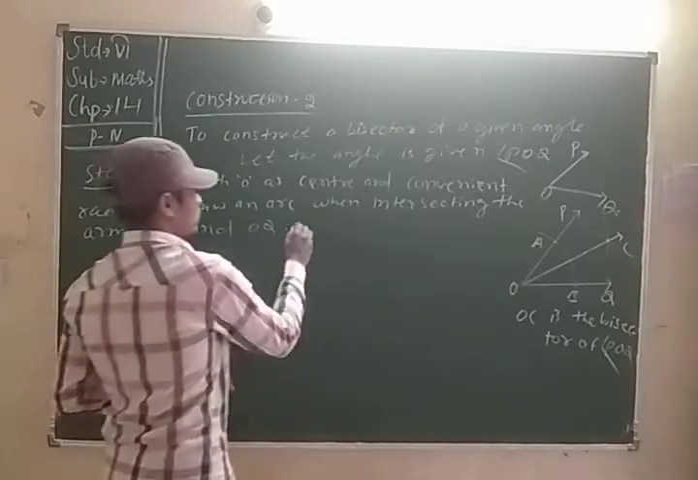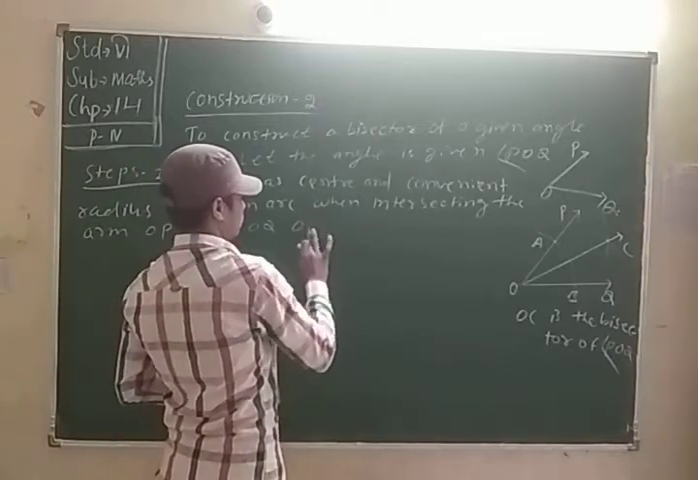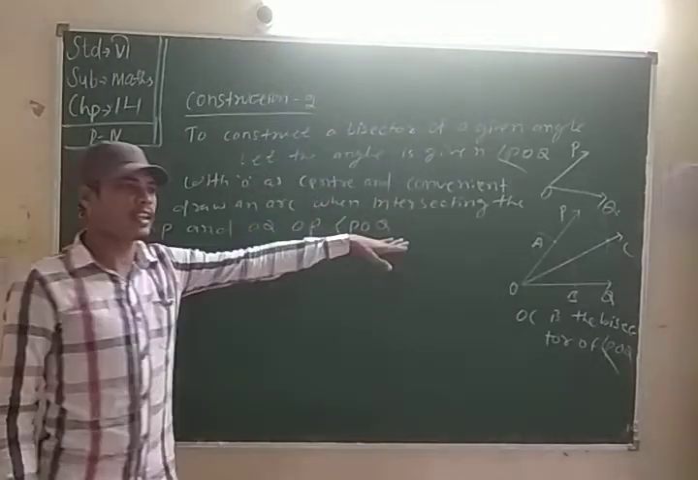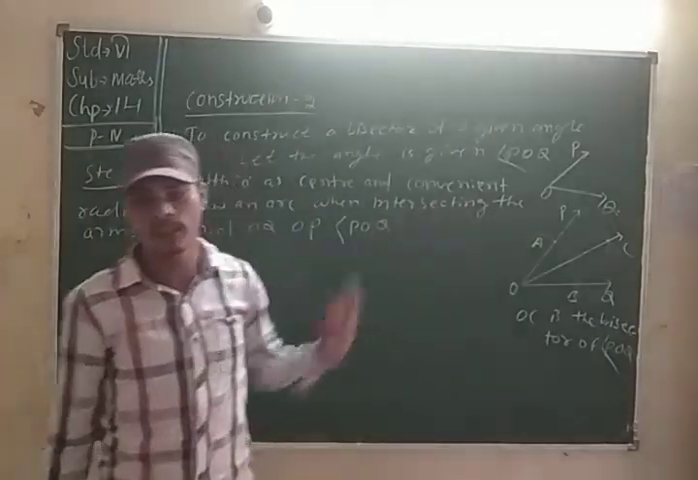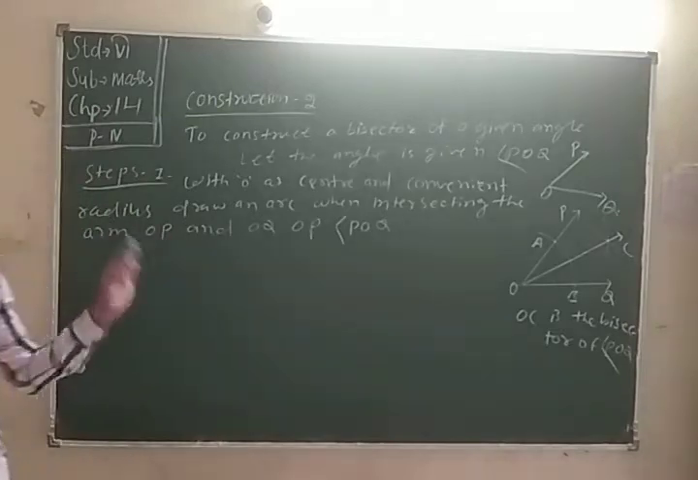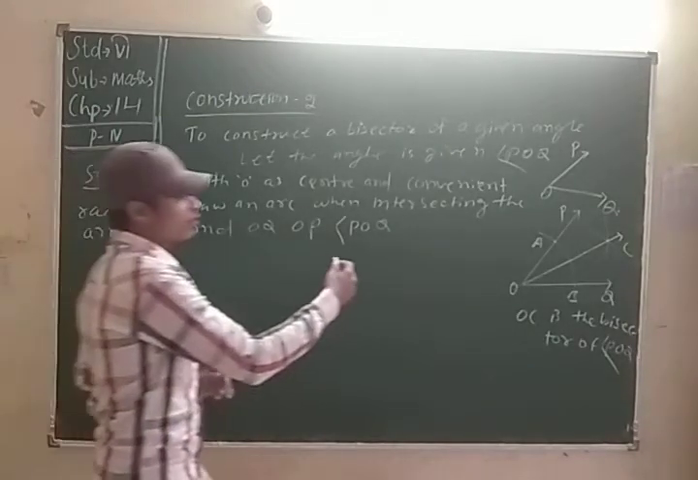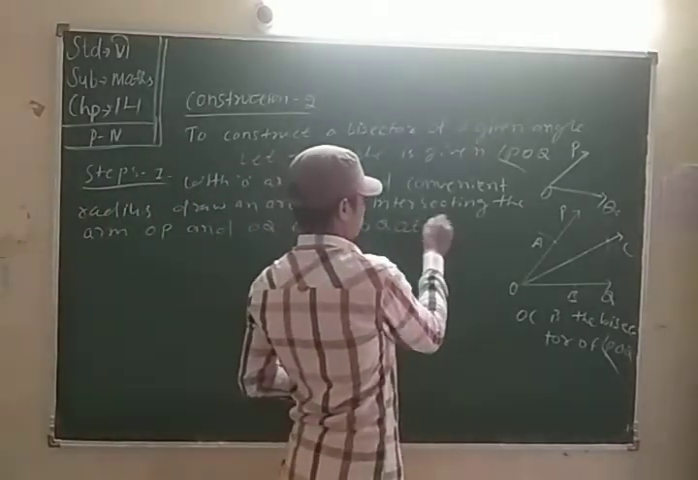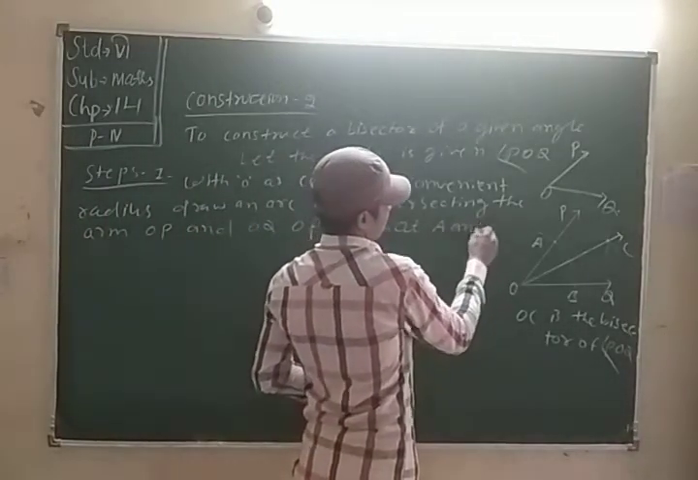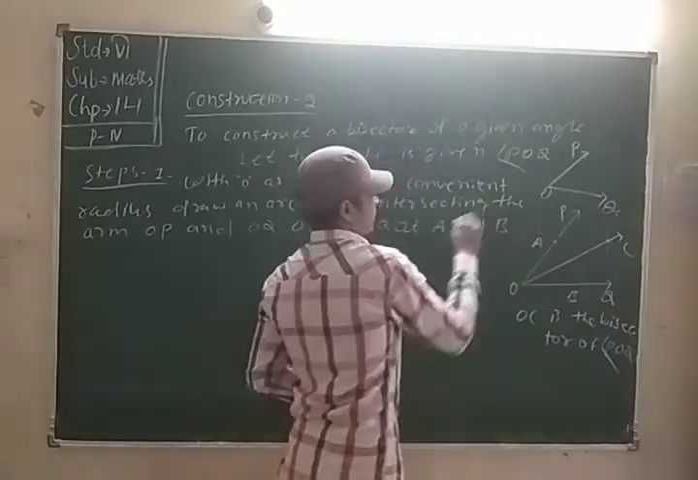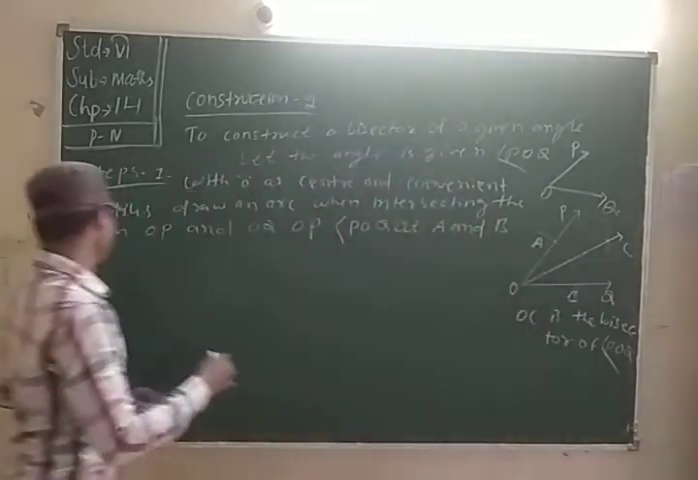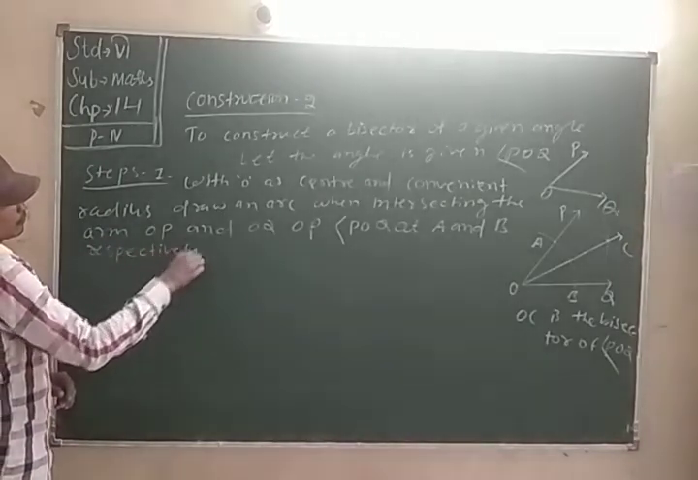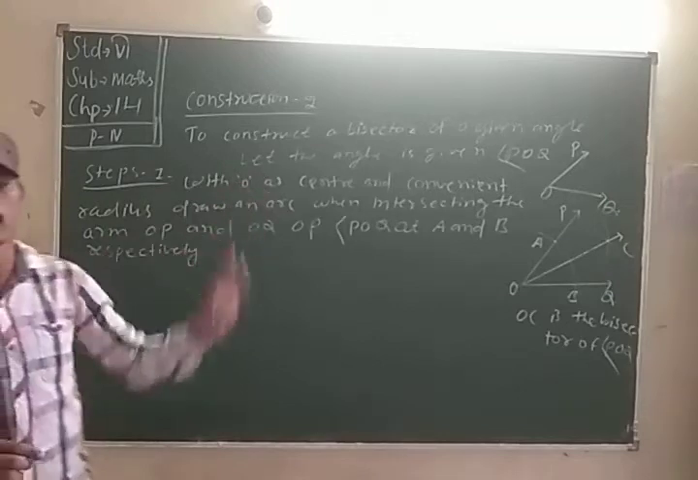Here is angle POQ. That means the angle here is POQ. Clear about this? At A and B respectively. Here is the A, here is the B. Clear about this? This is the first step.